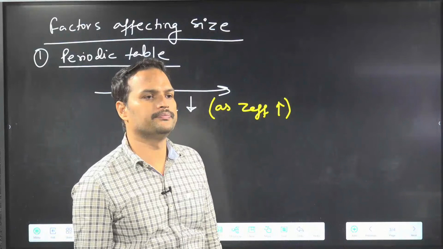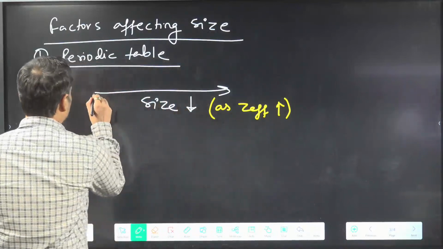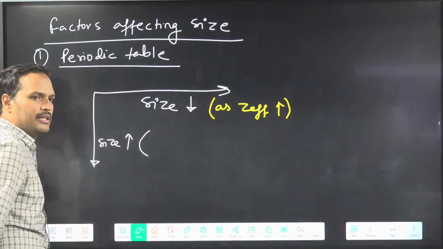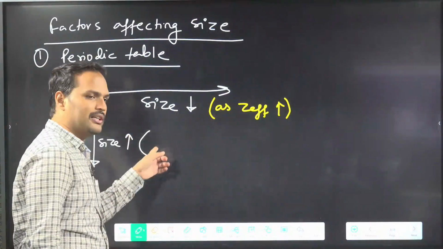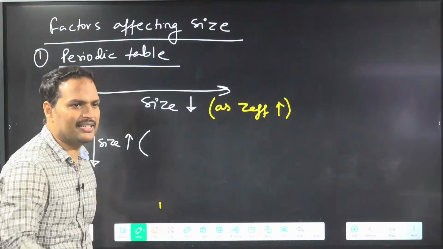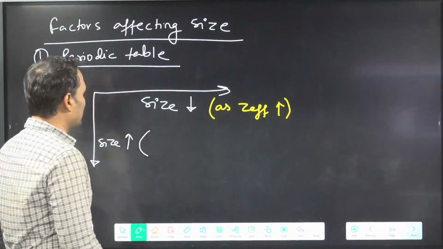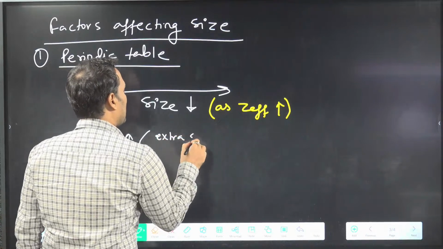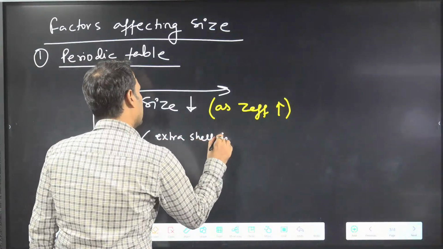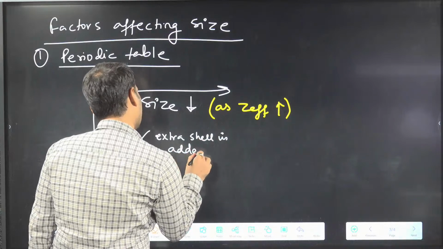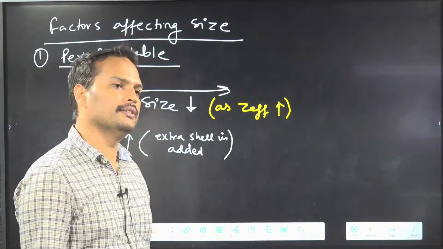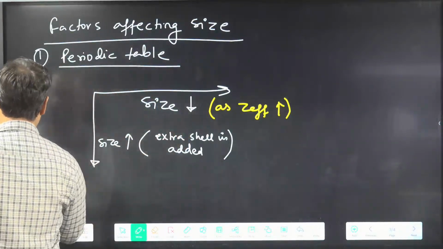Clear with this point? Okay. Down the group, what will you say? Size increases. Why does size increase? Now don't say Z effective decreases. We have written that Z effective is constant. What will you write here? Every time an extra shell is added. Every time what is happening? Extra shell is added. Clear with this point? So first point everyone knows, I think.